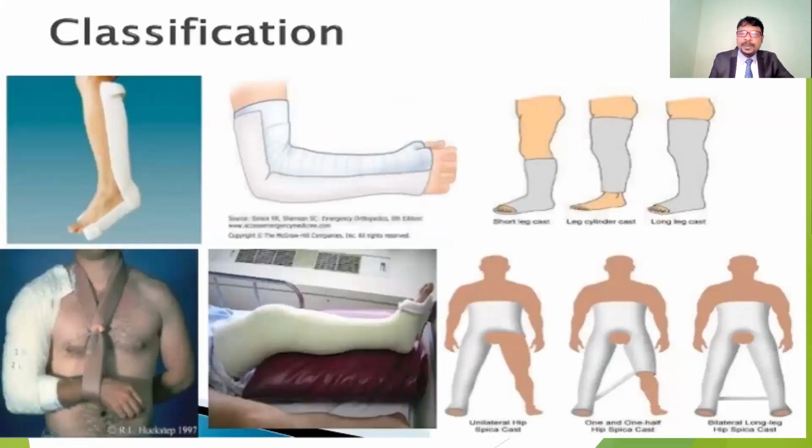So if you see, the POP application depends upon the site of the fractures, so we are going to apply it in different manners. We are going to give a slab, as well as a spica cast, especially for those who have hip fractures, or in the case of a short leg cast, and also a leg cylindrical cast or long leg cast. So these are the different types of POP applications.